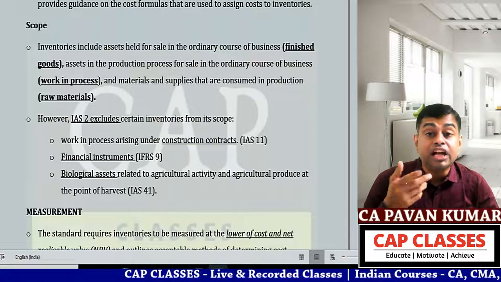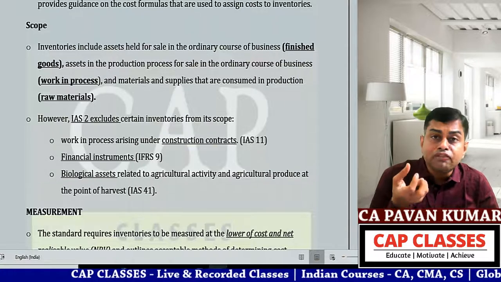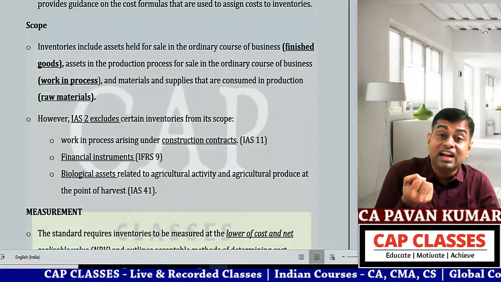Then the second one is financial instruments, IFRS 9. If you have a stock of equity shares, Pavan sir, I purchased 100 shares of Microsoft.